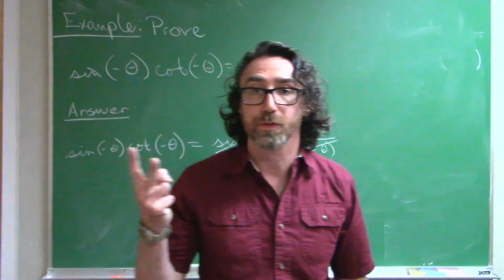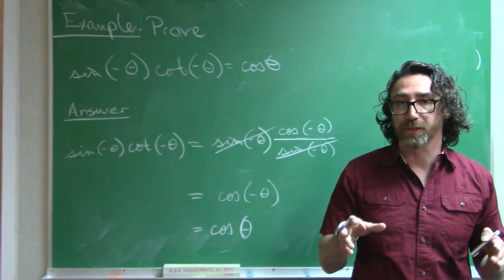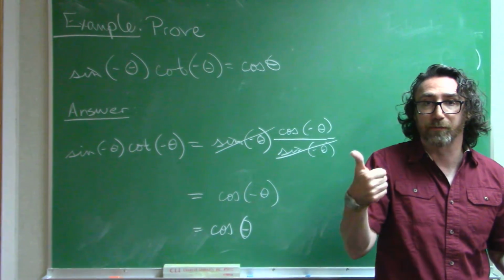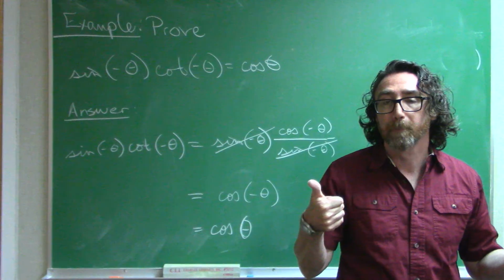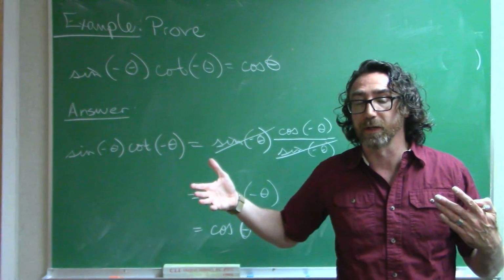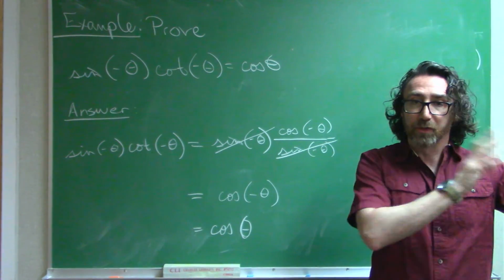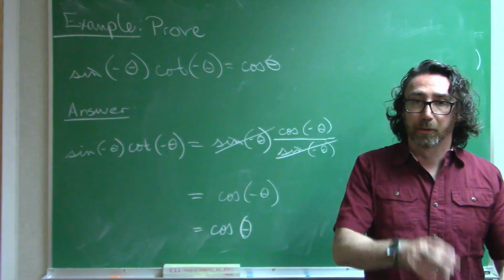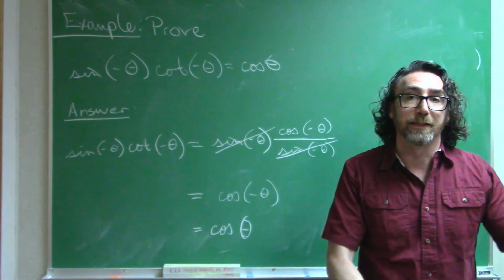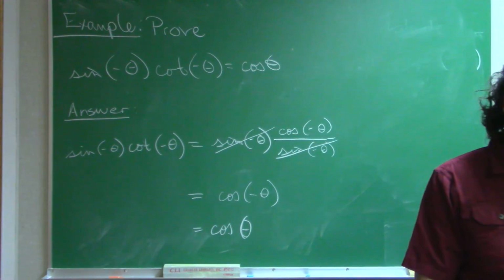Okay, so two uses of these evenness and oddness properties for sine and cosine. One is actually evaluating the functions. Another one is this comes up in identities sometimes. It helps us simplify things. Okay, so cosine of negative theta is equal to cosine theta. Sine of negative theta is equal to negative sine theta. Two important facts about the trig functions.